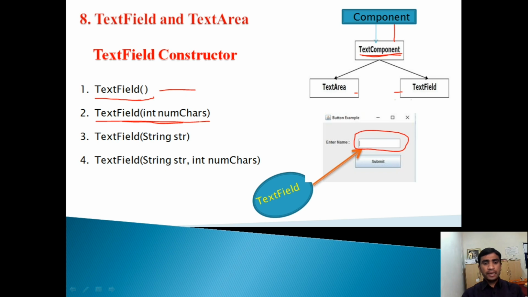Int number of chars means what? We are specifying the size of the text field, that is the number of columns or number of characters to be placed in the text field. The third constructor will create a text field with a specified default text. The fourth constructor will create a text field with a specified string as well as the width of the text field, that is the number of columns or characters. So in this way you can create a text field.